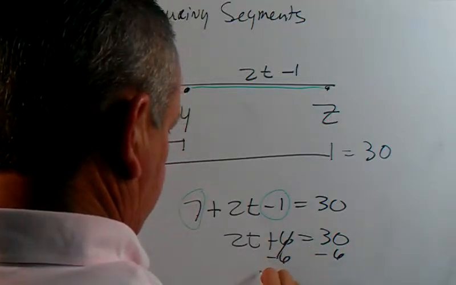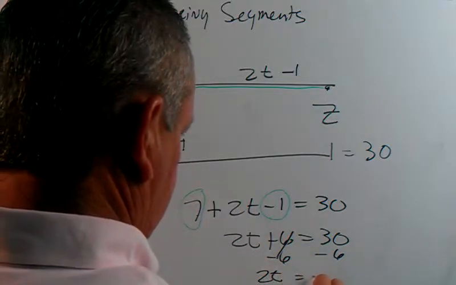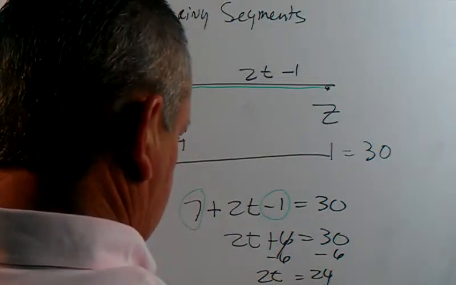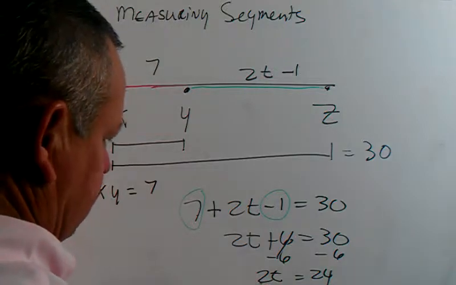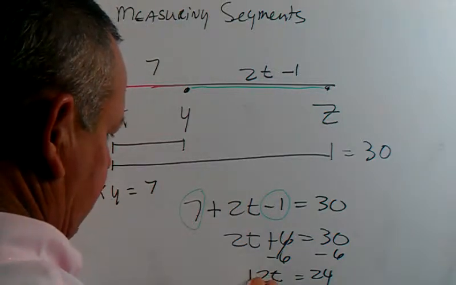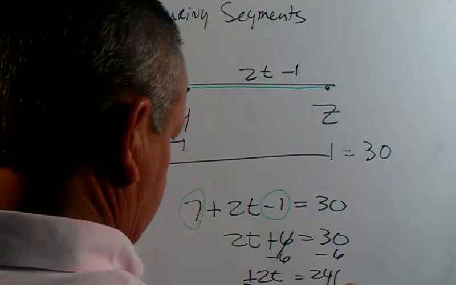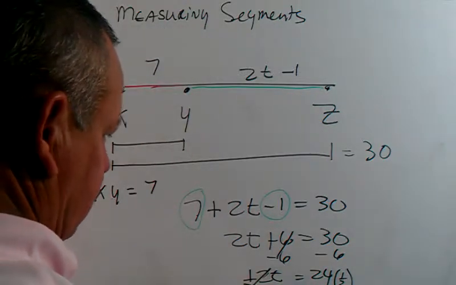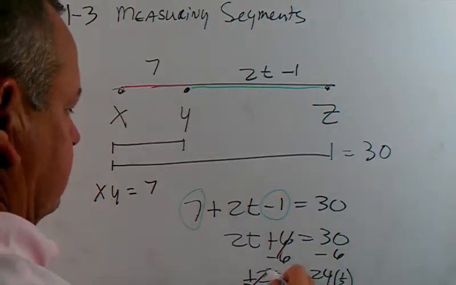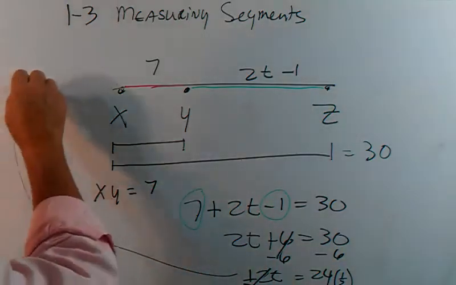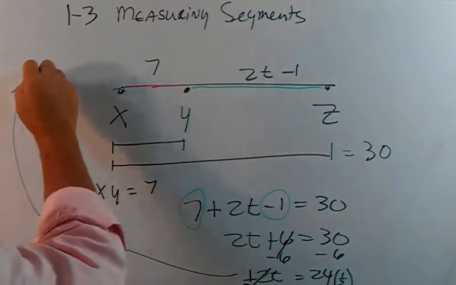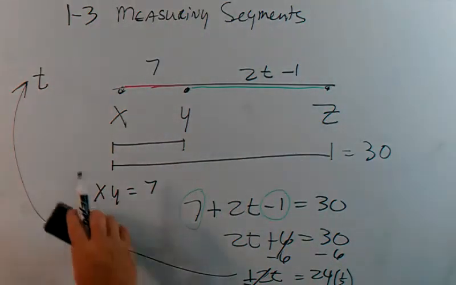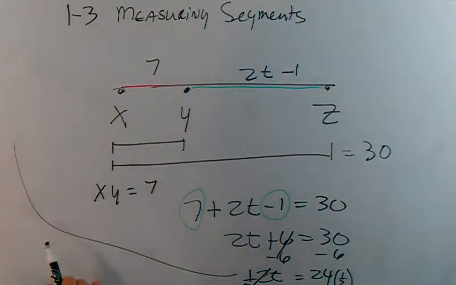Is equal to 30. Now we subtract 6 from both sides. This goes to 0. We're left with 2t is equal to what? 24. To get rid of this 2 here, we multiply by 1/2 on both sides, or divide by 2, whichever way you want to look at it. These 2's cancel. They go over here. So we're left with, I don't know if you can see that. I'm assuming you can. Well, let me write this up here in case you couldn't see it.